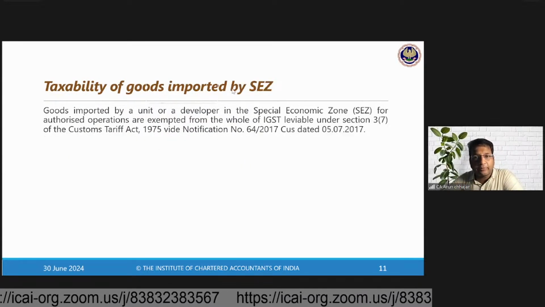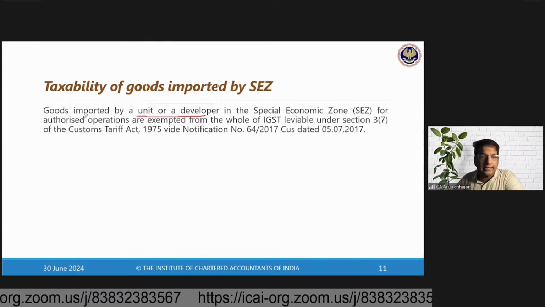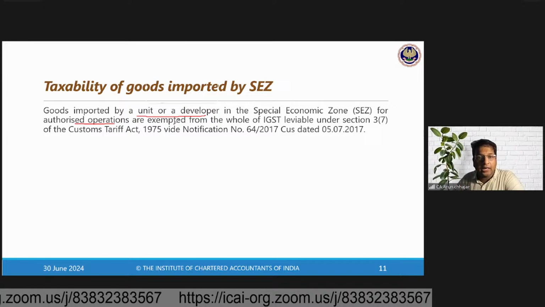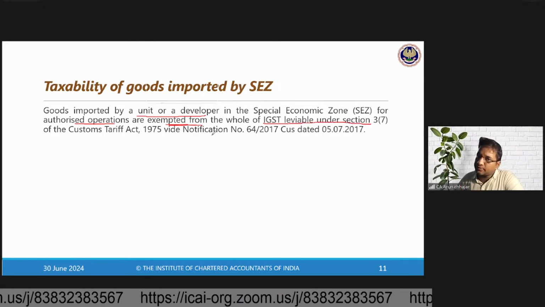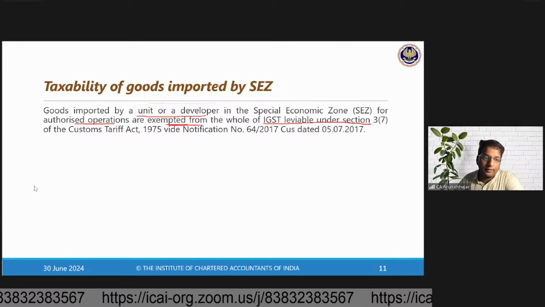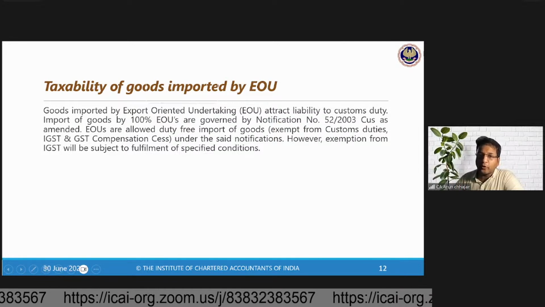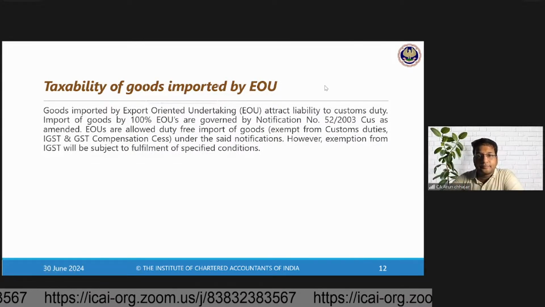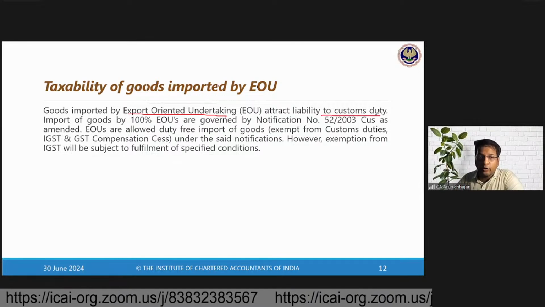Taxability of goods imported by an SEZ unit. The goods imported by the unit or the developer of an SEZ for authorized operations are exempted from the whole of the IGST leviable under Section 3, subsection 7 of the Customs Tariff Act, by this notification. Export-oriented unit. Goods imported by an EOU attract liability to customs duty.